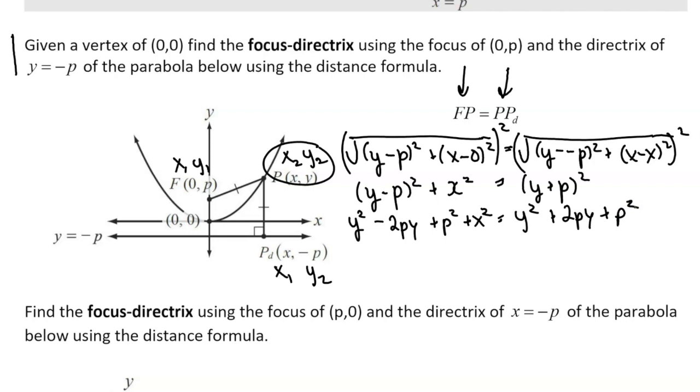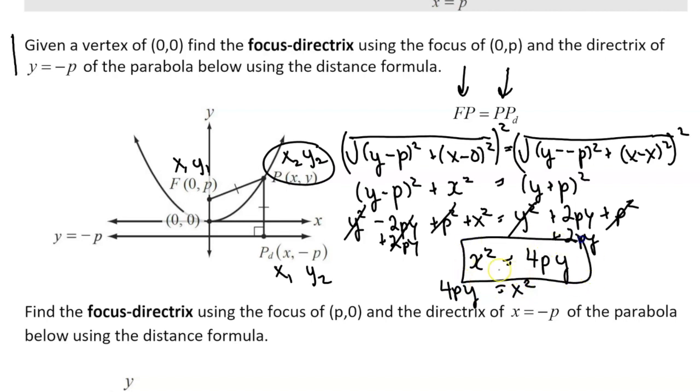So from here, we can look to join some like terms, and you'll notice that parts of the left side and parts of the right side will reduce with each other. For instance, they each have a y squared, and they each have a p squared. And so if you wanted to simplify this a little bit more, if you added 2py onto the right side, you could now say that x squared is equal to 4py. Another way of saying that is to rearrange the sides, and you could say 4py is equal to x squared. Both mean the exact same thing.